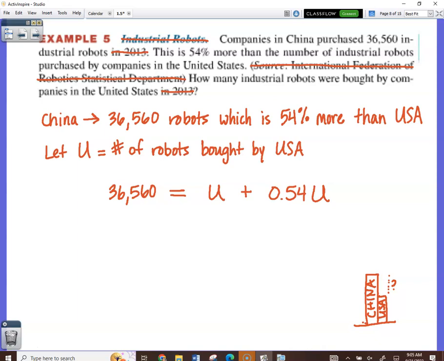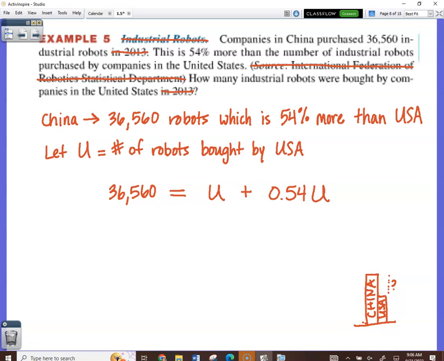54% is what as a decimal? 0.54. That's one thing with word problems. If you're dealing with percents and you're going to an equation, you do have to convert it to decimal. This says right here, China bought 36,000. Then they say, which is 54% more than the U.S. So you've got to find 54% of what the U.S. bought and add it to that same statistic of the U.S. purchase, and then they'll be equal.